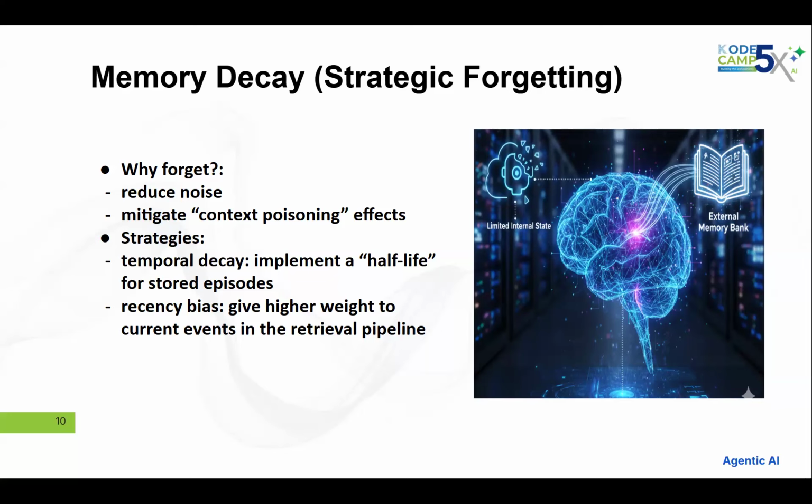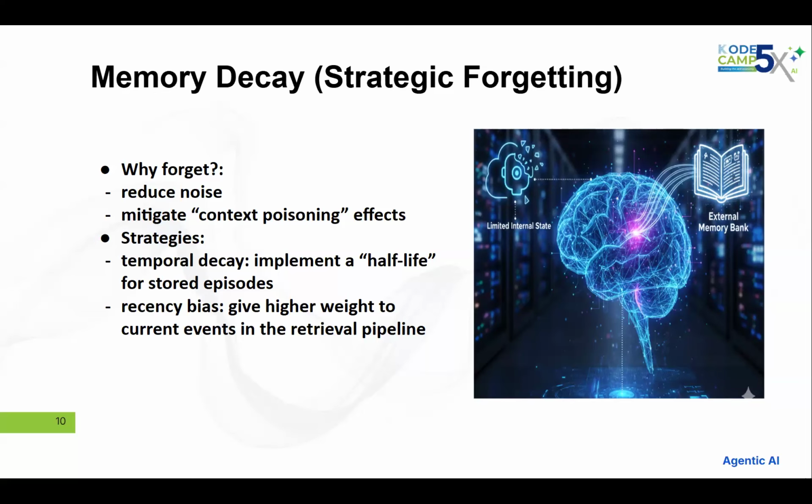The strategies you could use for memory decay include temporal decay, where you create something like a half-life for stored episodes, so that every time interval that's your half-life, your episodic memory is cut by half. You trim off or eject about half of it, the older half.